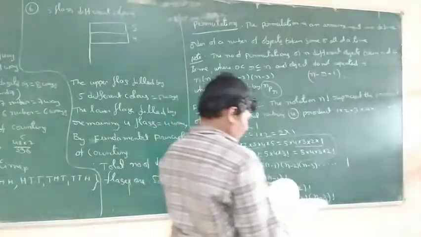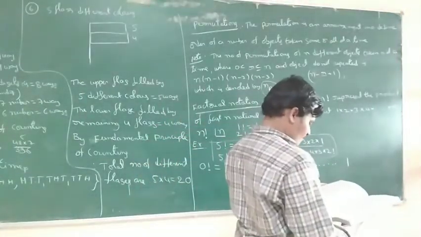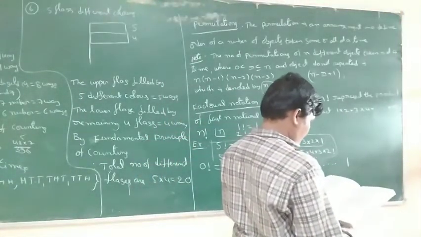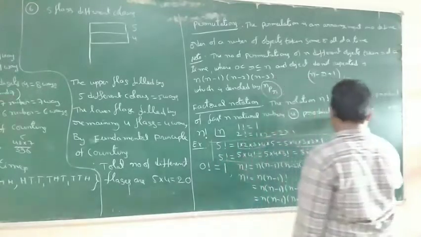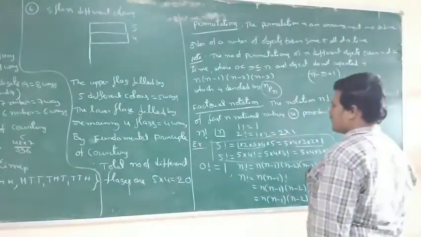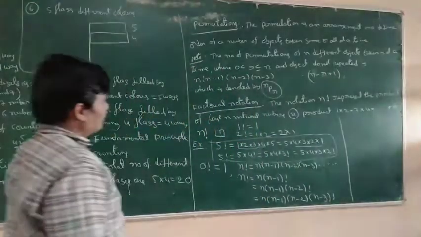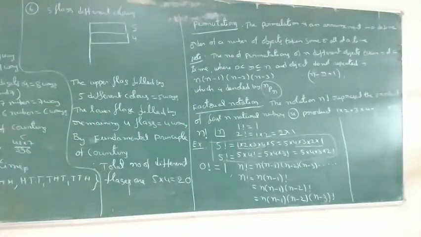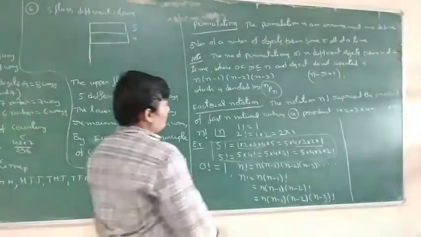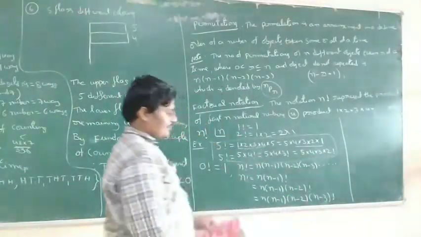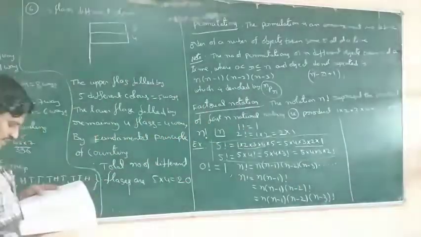So this is the factorial notation and its value. Okay, clear? Factorial notation. So this is permutations and factorial notation. Next, there are many examples.